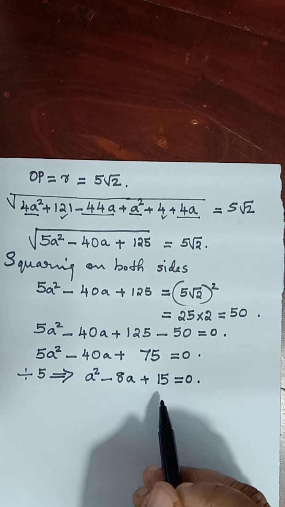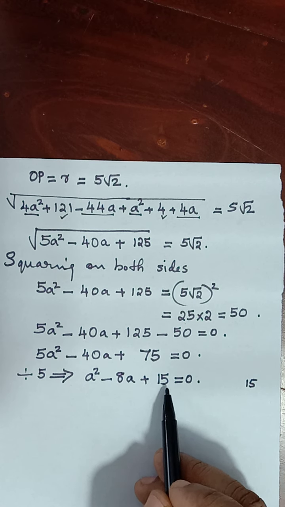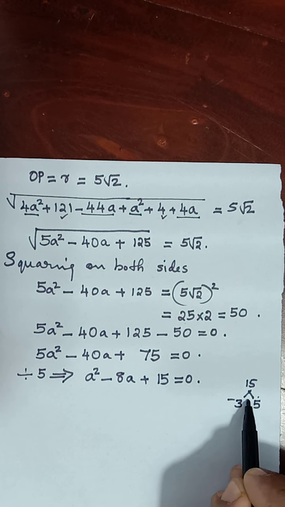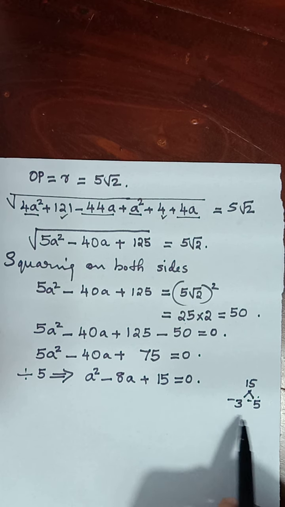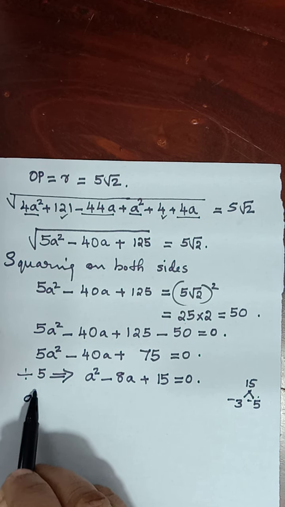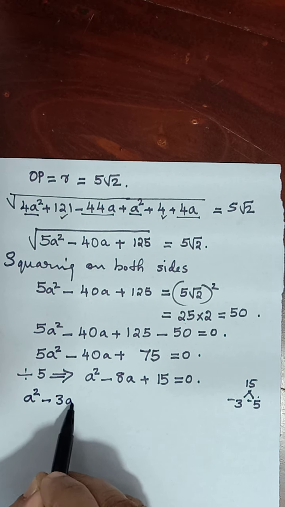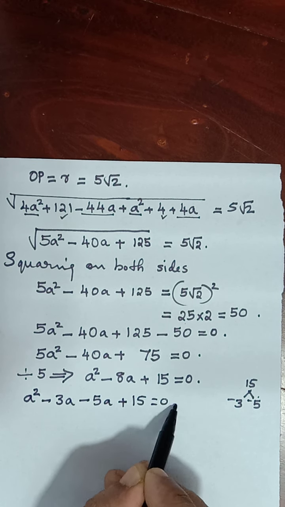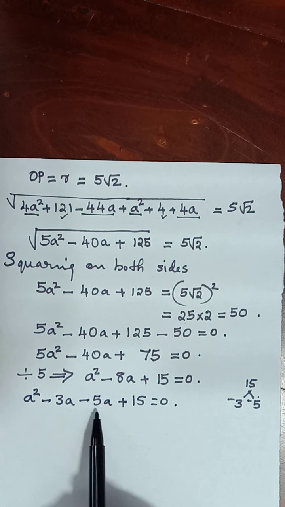Now let us find the factors. If it is 15, AC, A is 1, C is 15, AC is factors. 3 5s are 15. Is it? 3 into 5 is 15. If both are negative, when we add, we'll be getting negative 8. When you multiply, you'll be getting 15. So let us write it as a square minus 3a minus 5a plus 15 equal to 0. So negative 8a I split it as minus 3a minus 5a.